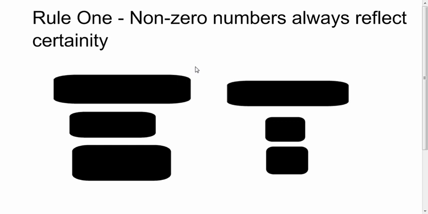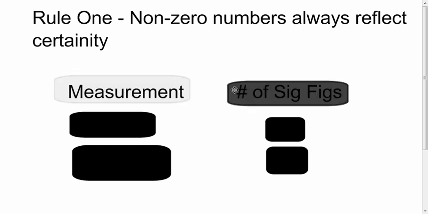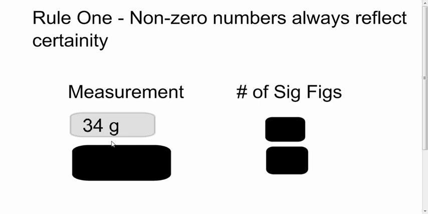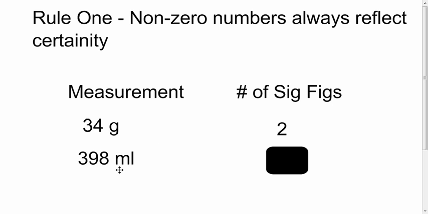First rule is all non-zero numbers always reflect certainty. They're always significant. So let's say I had 34, 1, 2, two significant figures. 398 milliliters is going to have three significant figures.